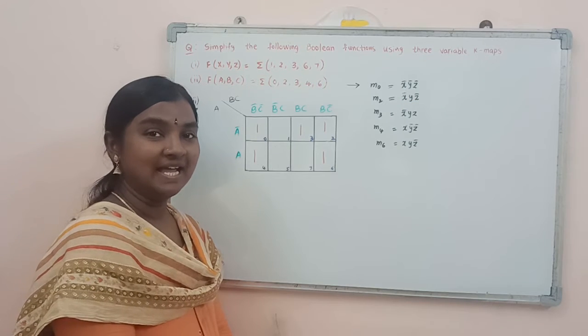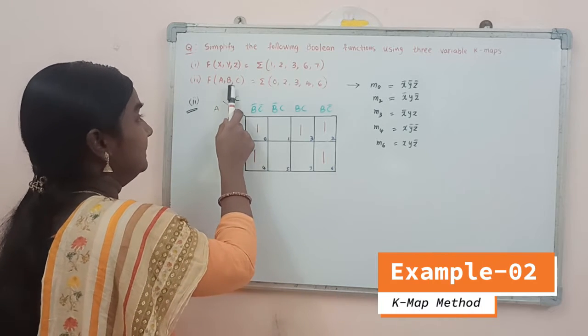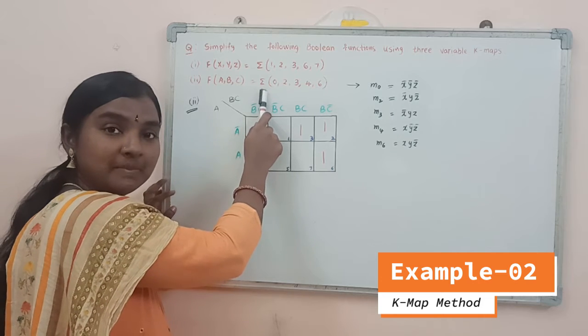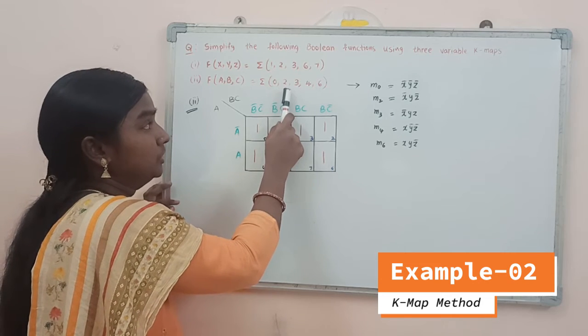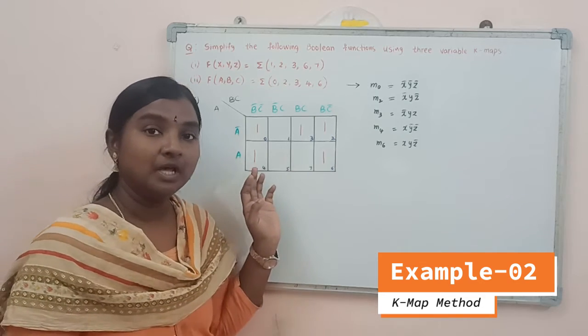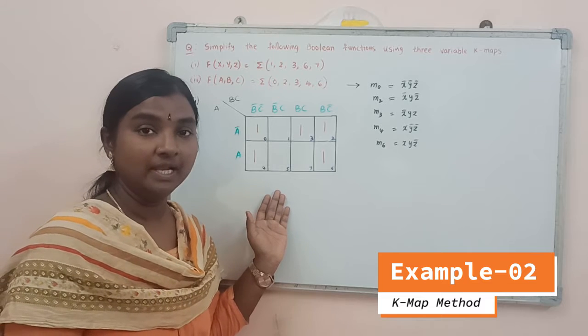Now we will see another example, that is function of a comma b comma c is equal to sum of min terms mentioned here: 0, 2, 3, 4 and 6. Now, we will simplify this function by using 3 variable K-map.